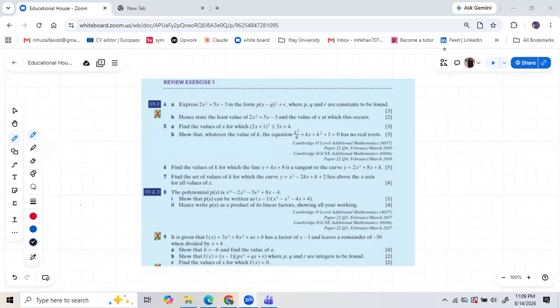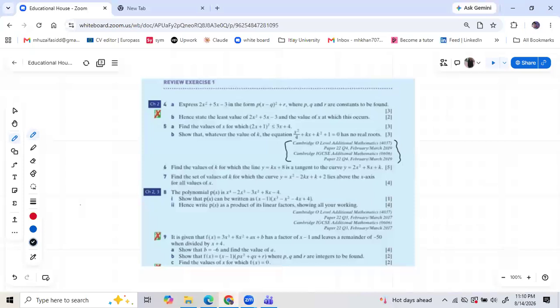Okay, today we are discussing this problem. Basically, this is also a review problem. These are also from the old papers. Look at it here, Cambridge O-level Additional Mathematics 4037, paper, question number, and the whole information is contained here.